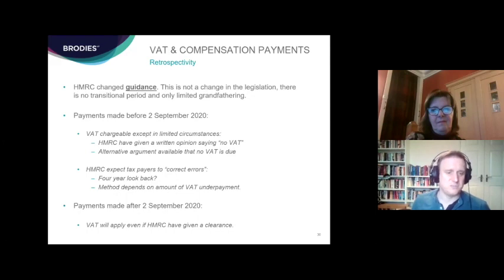Our view is this is a bit of a mealy-mouthed position because the old guidance was amongst the most clear VAT guidance HMRC have, which means that certainly in my practice, I've never been aware of anyone ever writing for a clearance, and if HMRC view their guidance as clear, they will respond to your clearance application by saying, our guidance is clear, we don't see how this is a question, but without actually answering your question. So I think very few payments are going to fall within that limited grandfathering provision.